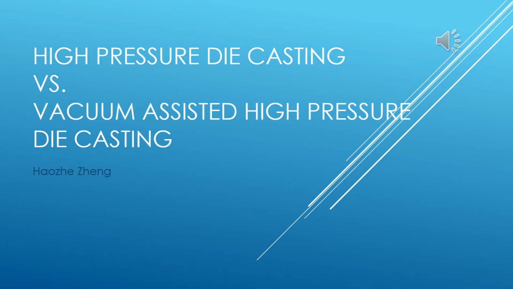Today, I want to talk about two manufacturing processes. One is a conventional manufacturing process, high-pressure die casting. Another one is an advanced manufacturing process, vacuum-assisted high-pressure die casting. I will briefly introduce the main features of the two processes, the advantages and shortcomings, the risk and cost, and the current usage of the two techniques.